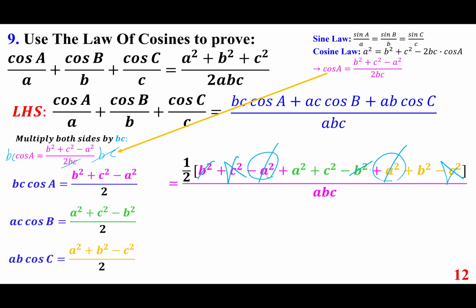So what's in the numerator? 1/2. We can put the 2 down here. And whatever you see here, a squared plus c squared plus b squared. Wow. a squared plus b squared plus c squared. And the denominator, this 1/2, you can put the 2 here, 2abc, and believe it or not, that's the right-hand side, and that's the proof.